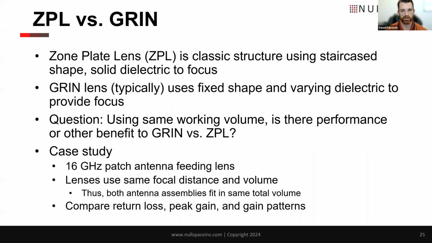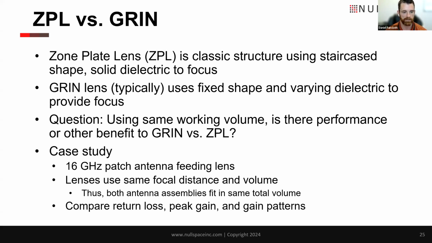And a Grin lens is typically using a fixed shape to start with, and then we're varying the dielectric to provide the focus. We could also combine both ideas and use a variable shape with varying dielectric, but that's even more flexibility in the design process, more design variables. So for now, let's just focus on varying the dielectric. So our question is, if we're going to use the same working volume, is there a performance or other benefit to using a Grin lens versus a zone plate lens?